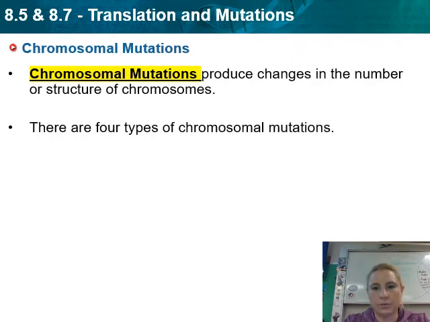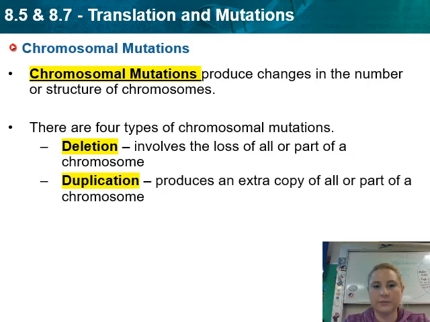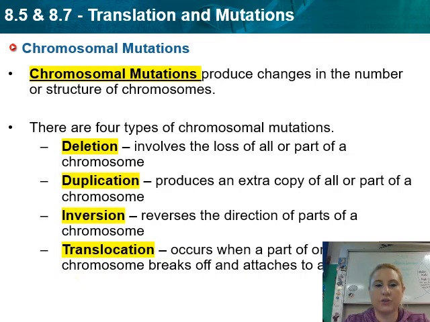Now we've got chromosomal mutations. Now chromosomal mutations produce changes in the number or the structures of chromosomes. And if you remember, chromosomes are tightly compacted, big chunks of DNA. So if you're affecting a chromosome, you're affecting a whole heck of a lot of DNA, not just a small little piece like on a gene. So there's 4 types of chromosomal mutations. We've got deletion, duplication, inversion, and translocation.